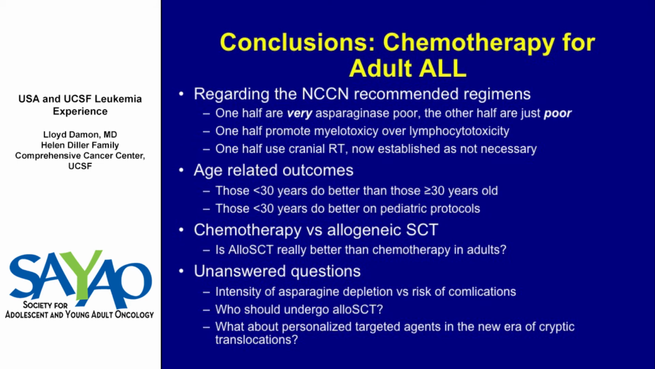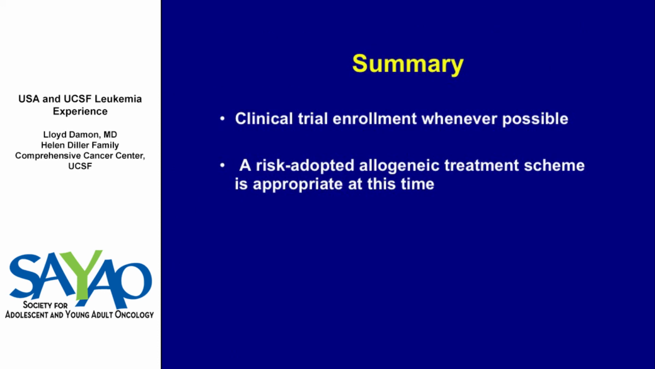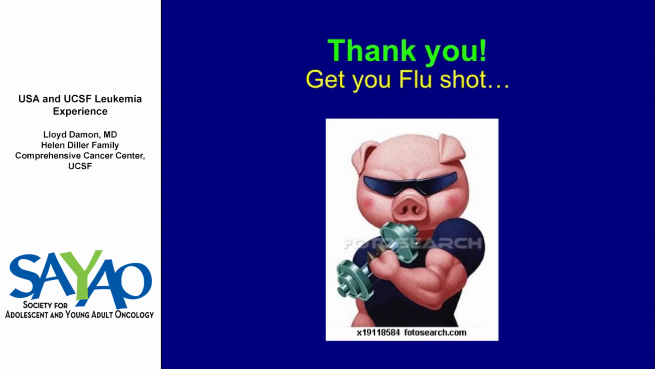What about the question of chemotherapy versus allogeneic transplant? Again, I made the argument yesterday that I don't really think it's clear that we should be routinely using allogeneic stem cell transplant in adults with ALL, and use the risk-adapted mechanism to choose that instead. And that currently is our behavior. And there are unanswered questions. What about the intensity of asparagine depletion, and how do we contrast that with the risks of complications of the treatment going forward? I don't know that it's clear or clearly established across centers who should actually get allogeneic stem cell transplantation, and what about the use of new personalized targeted agents in the era of cryptic translocations? How is that going to change how we treat older adults with ALL? It may change it dramatically.